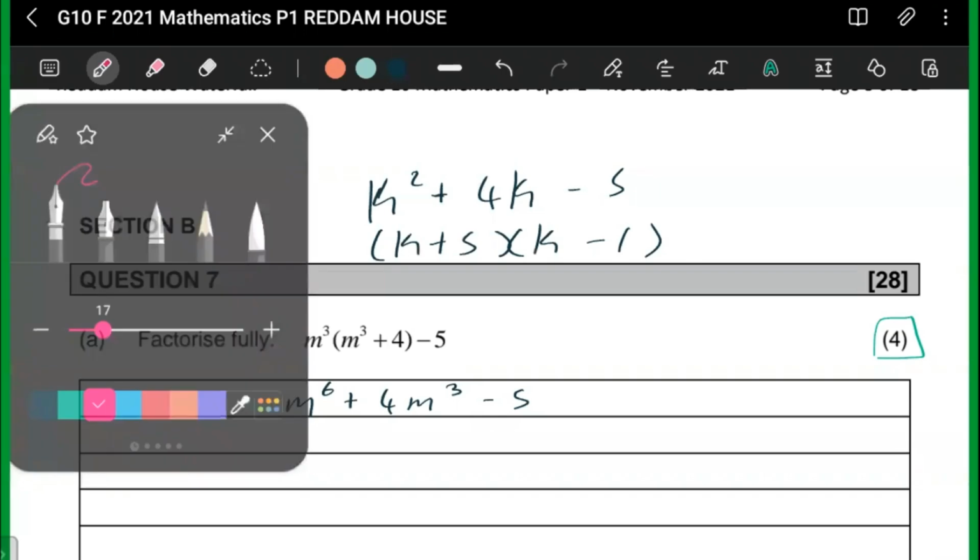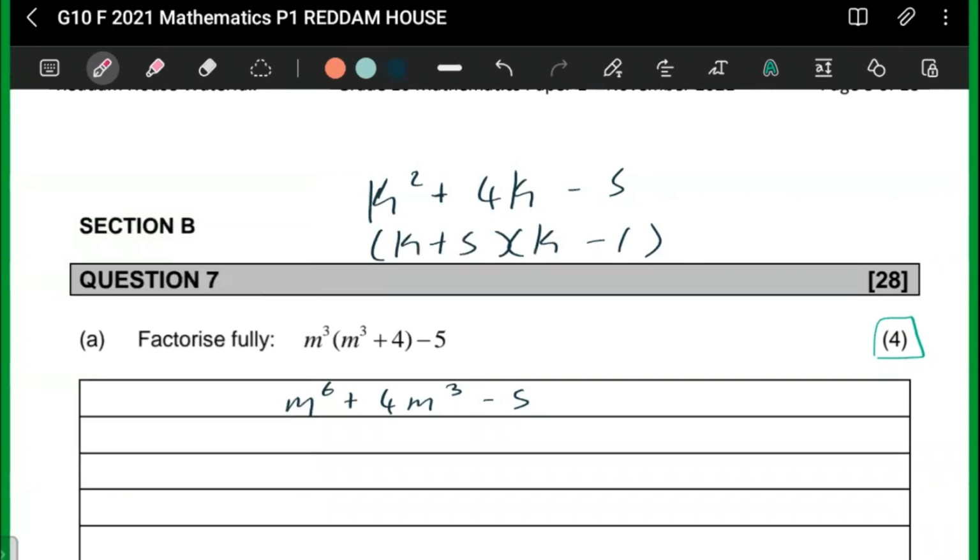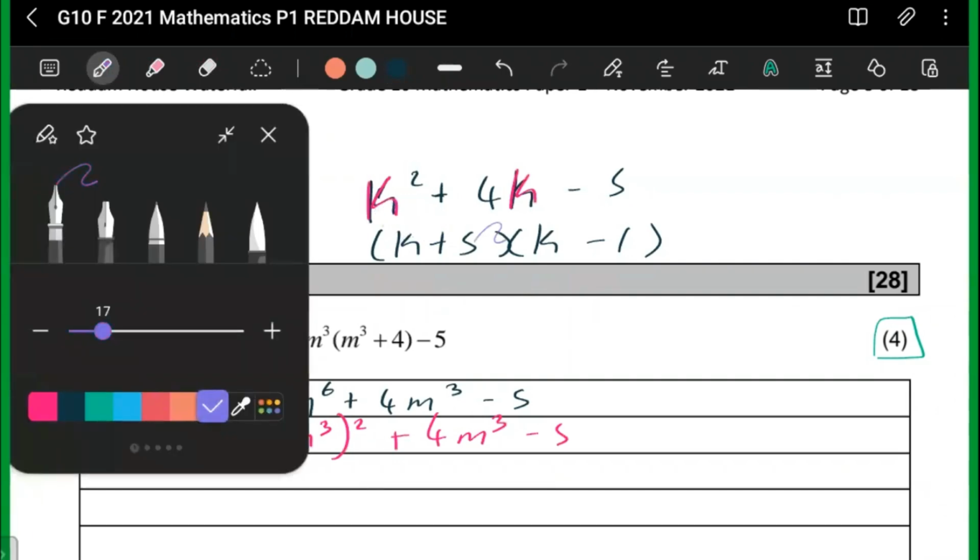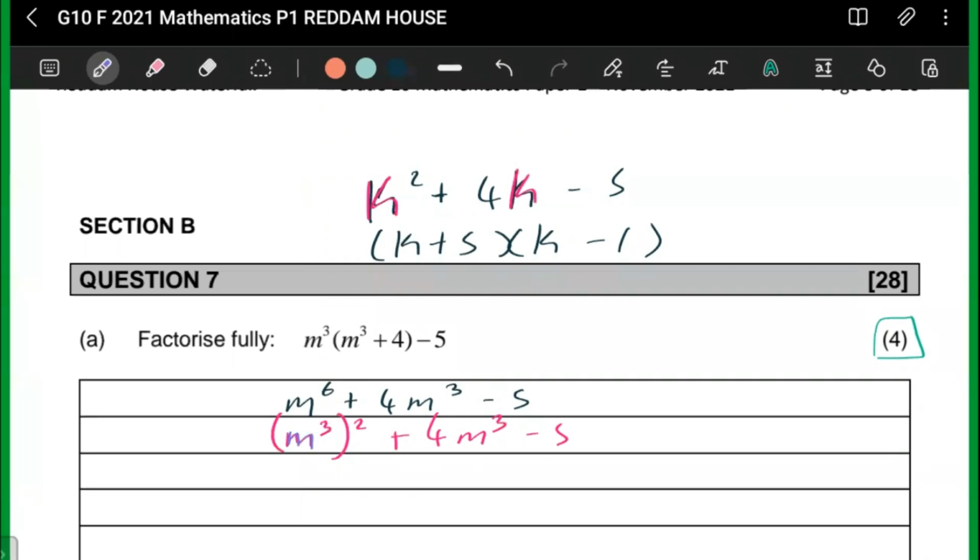The only thing is you want to recognize that the m to the power of 3 is something you can bundle up, like there and like there. What I mean is the m to the power of 6, you may want to write as m to the power of 3, squared. And the 4m to the power of 3, you can just leave it the way it is. Because the m to the power of 3, you want to see it as the k over there. This thing here to the power of 3 is there, and it's also there again.